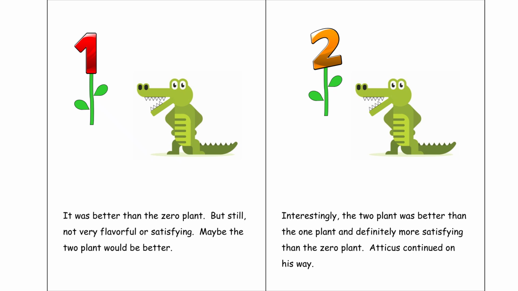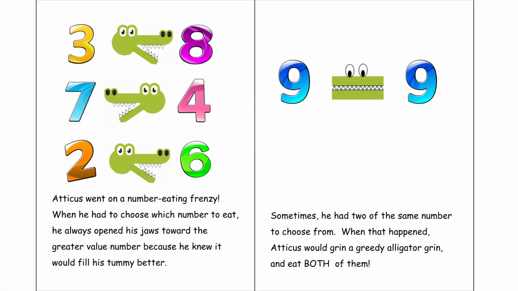The story is about an alligator who isn't happy eating the regular things that alligators eat. But when he discovers number plants, he finds that the ones with greater value fill his tummy better. Since he is always hungry, he always opens his mouth towards the greater number because it will fill his tummy better. He also gets greedy when the numbers are the same and eats them both, as symbolized by the equal sign.